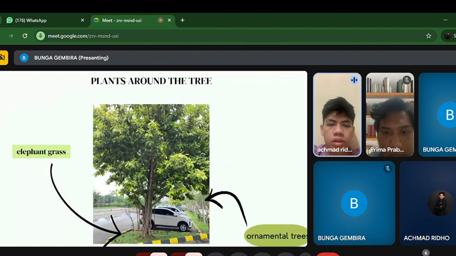And the plants around the tree. Plants around the tree include elephant grass and ornamental trees.